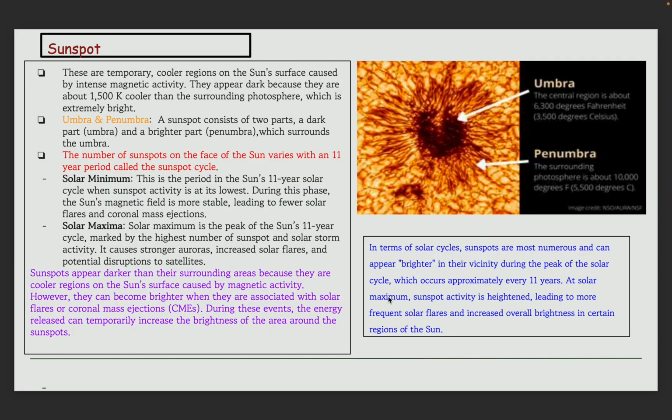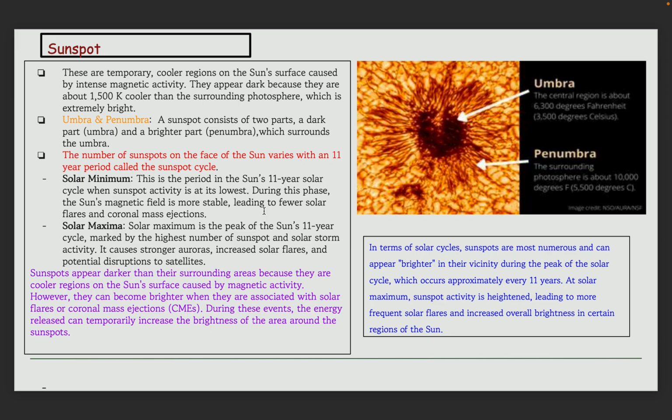We learned about the sunspot, which is a cooler region on the sun's surface. The sunspot has an internal region, the umbra, with a temperature of about 3500 Kelvin, and the penumbra, the outer region of the sunspot, has a temperature of about 6000 Kelvin, that is the temperature of the photosphere. The number of sunspots varies.